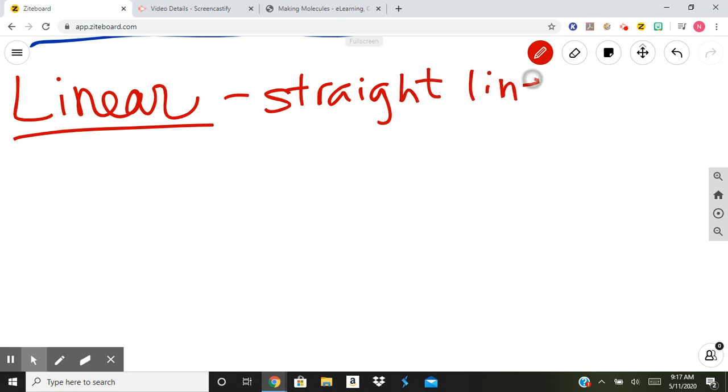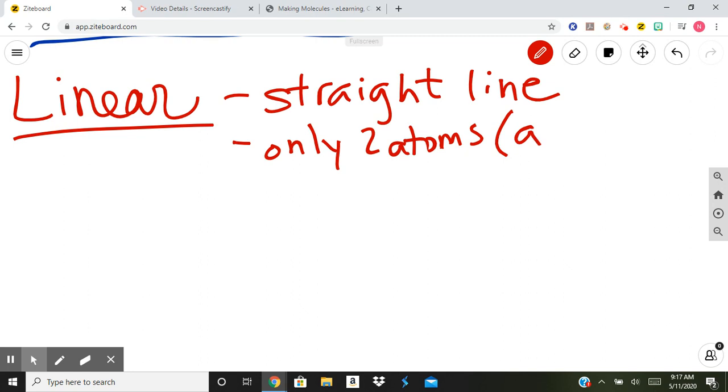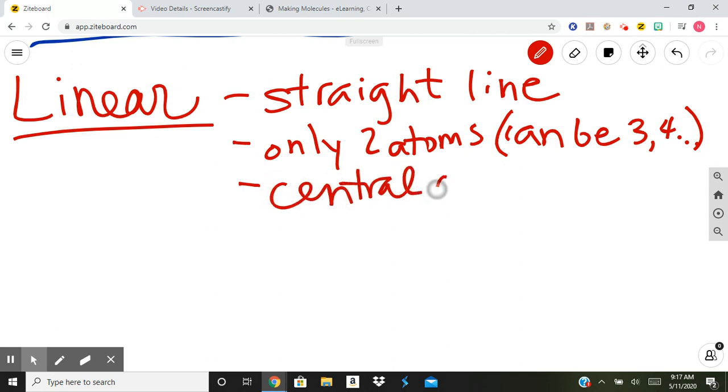Now, with this straight line, if you only have two atoms, it has to be linear. All right, so if there's only two atoms, it has to be linear. It can be more. But if it's two atoms, it's definitely linear. Sometimes if the central atoms are linear, the whole thing is going to be linear. All right.